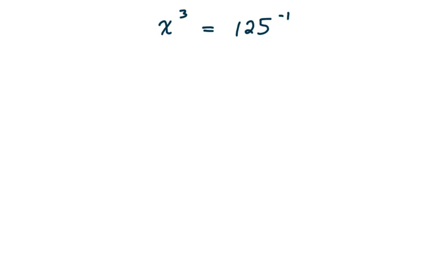We're asked to find the positive value of x that makes this equation true. We have x cubed equal to 125 to the negative first power. I'm going to suggest that the first thing we do, you don't have to do this, but I like to rewrite this as 1 over 125.